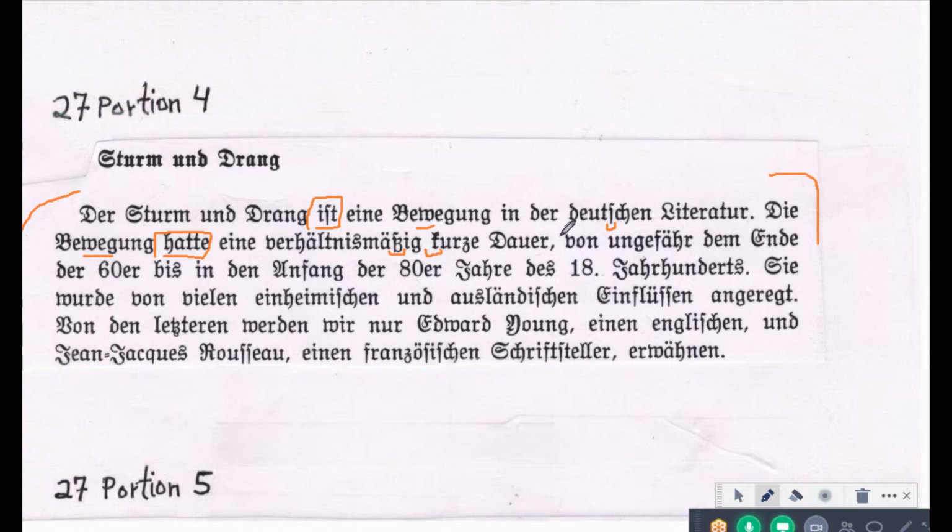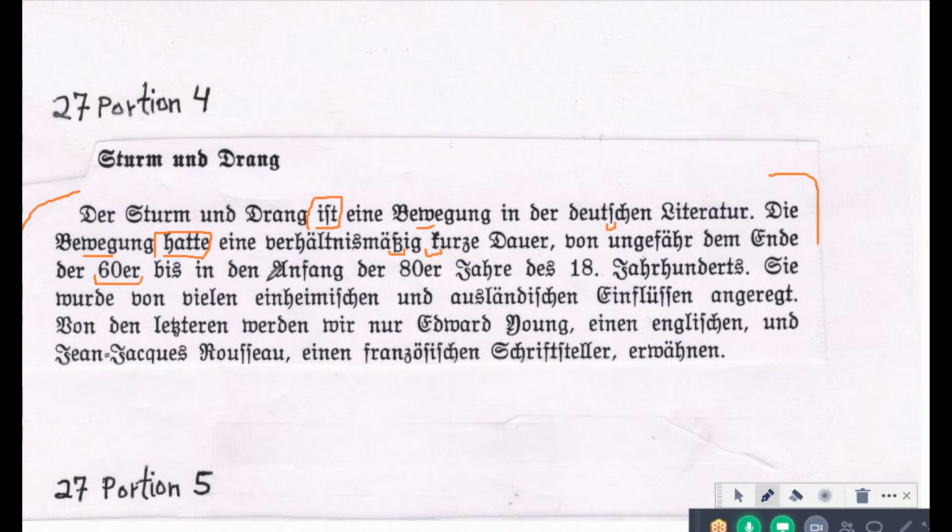Von ungefähr dem Ende der 60er bis in den Anfang der 80er Jahre des 18. Jahrhunderts. Okay, and this means approximately, ungefähr, from, they're going to give you what the duration is, from the end of, and this is a 60, ER just means from the 60s.